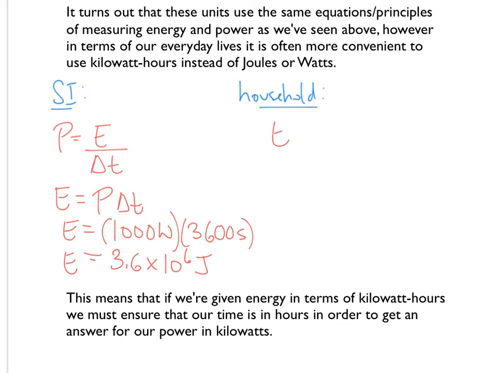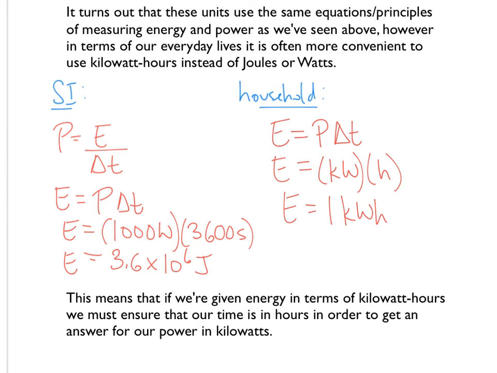Let's take that same rearranged equation. So energy is equal to power times time. And in terms of our units, we know that power is going to be measured in kilowatts for the household type of kilowatt hour units, and time is going to be measured in hours. So in this situation, your energy is going to be 1 kilowatt hour. So we've done the same thing on both sides. We can conclude that 1 kilowatt hour is equal to 3.6 times 10 to the 6 joules.